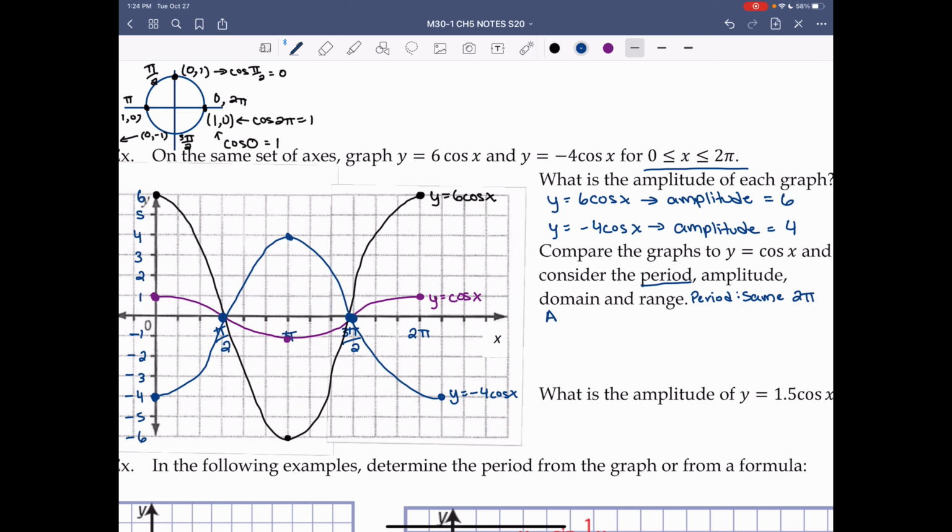The amplitudes are different. For y equals cos x, it's 1. For y equals 6 cos x, it's 6. And for y equals negative 4 cos x, it is 4. The domain is the same for all of them, and it's just what we were given. X such that 0 is less than or equal to x less than or equal to 2 pi, x is an element of the real numbers.